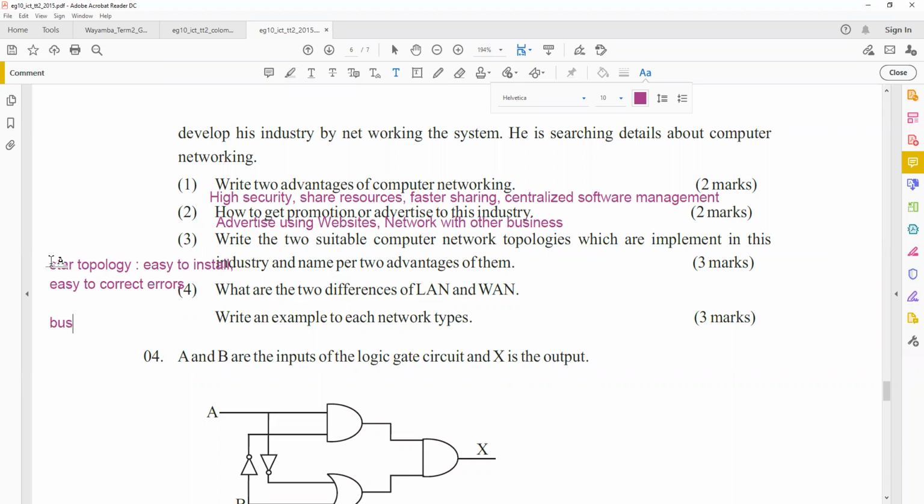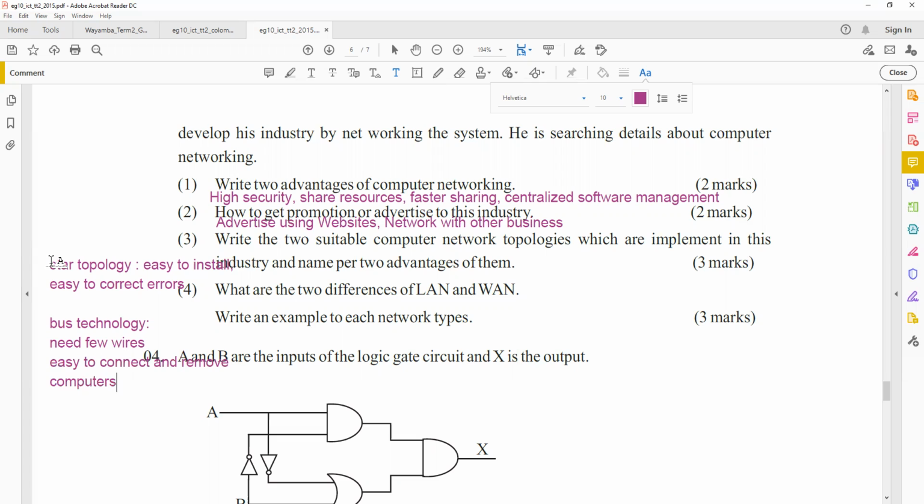Then Janani said bus topology. Yes, you need fewer wires. What are the other advantages, Janani, in bus topology? Easy to connect and remove computers. So those are some of the advantages.